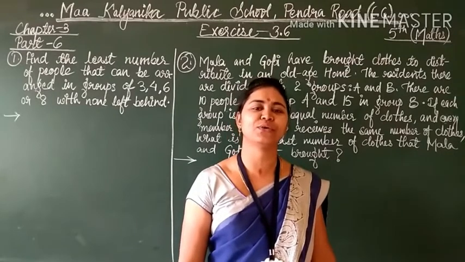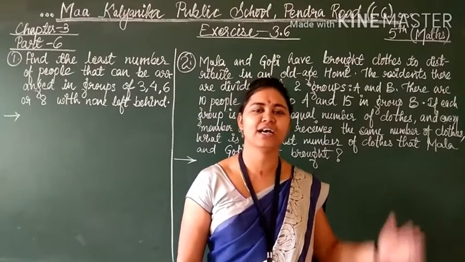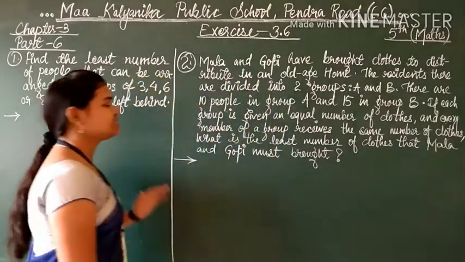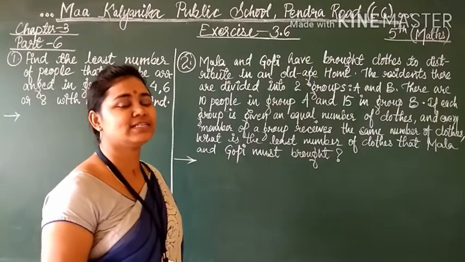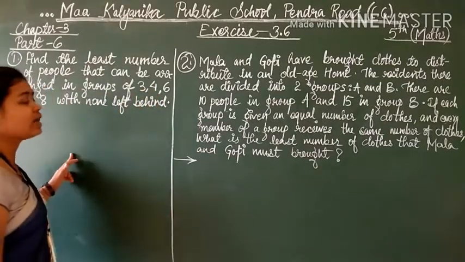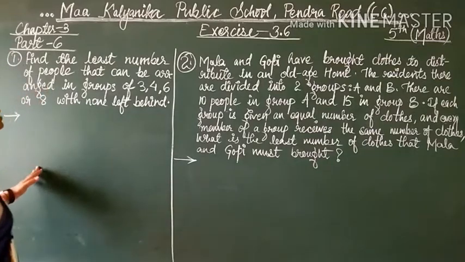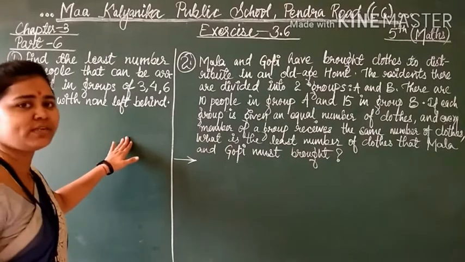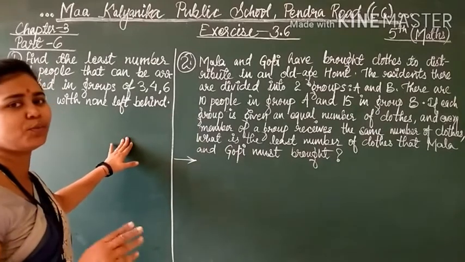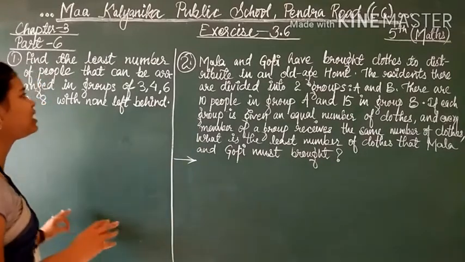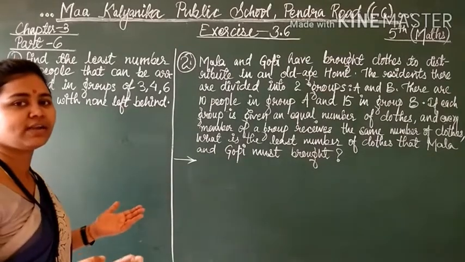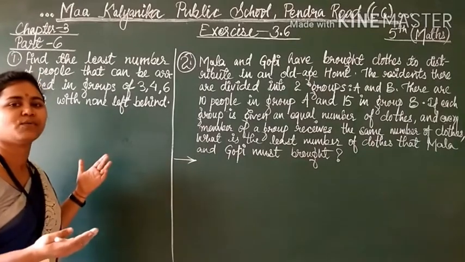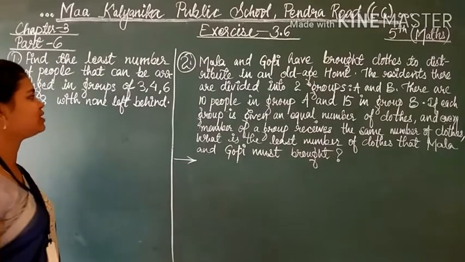So students, the questions of exercise 3.6 are as follows. Some word problems are given in this exercise. Let us start and find out how to solve it. Question number 1. Exercise 3.6 depends upon word problems, where story sums are given. We have to read the question and understand what is given and what is asked, and then find the answer by different procedures.